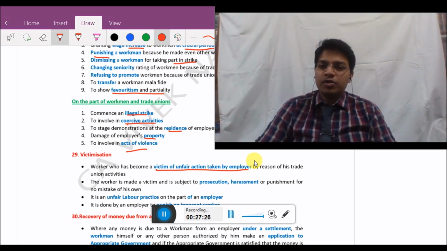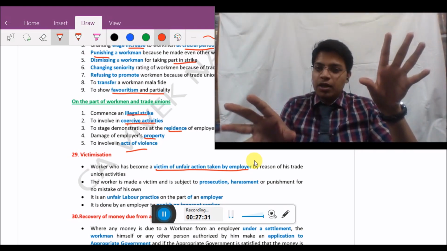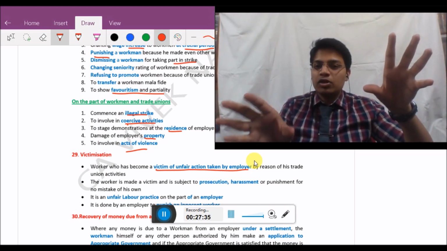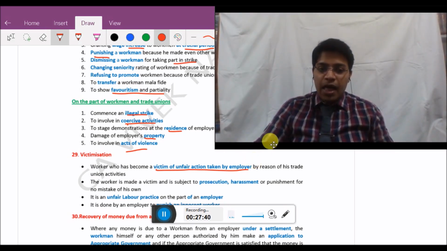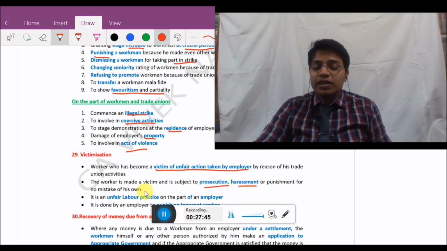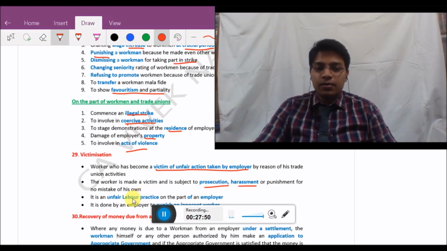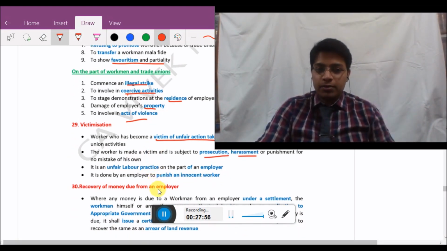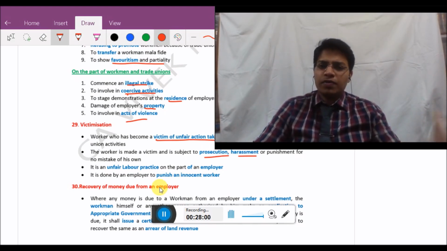Just put the proper terms in it. How will we change this answer? An employee is becoming a victim of the employer just because of his trade union activities. This is victimization. The worker is made a victim and is subject to prosecution, harassment, or punishment for no mistake of his own. He has not committed any mistake. He has just taken part in the trade union activities. That's it. It is an unfair labor practice on the part of the employer, done to punish an innocent worker just because of his trade union activities.